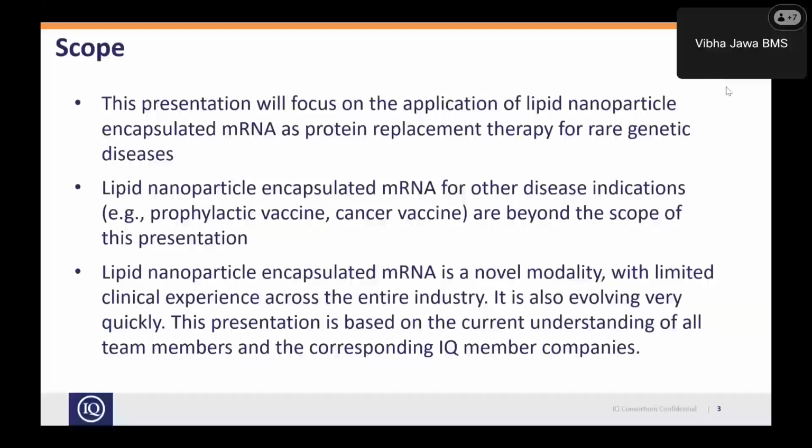Lipid nanoparticle encapsulated mRNA, as you all know, is a novel modality, and the entire industry has very limited clinical experience with this particular modality. It's also evolving very quickly, and therefore this presentation is based on the current understanding of all team members and the corresponding IQ member companies.